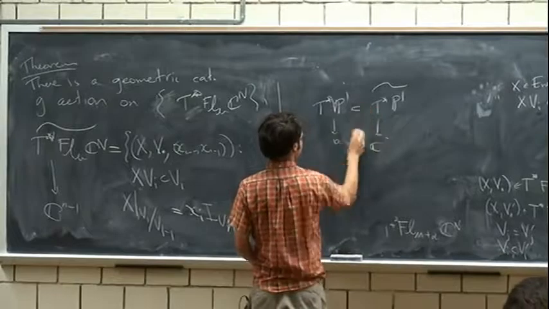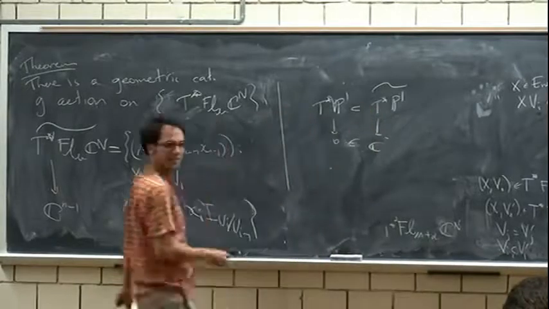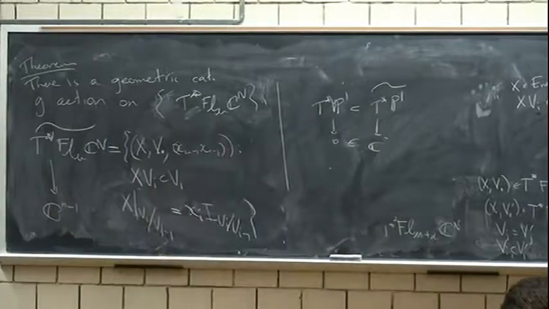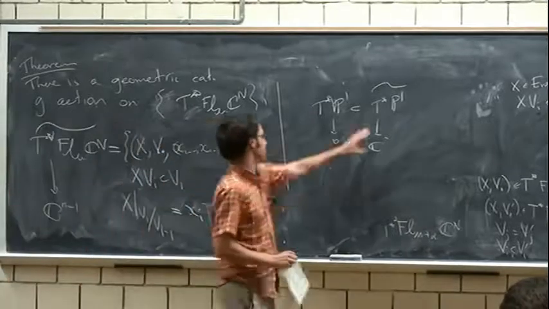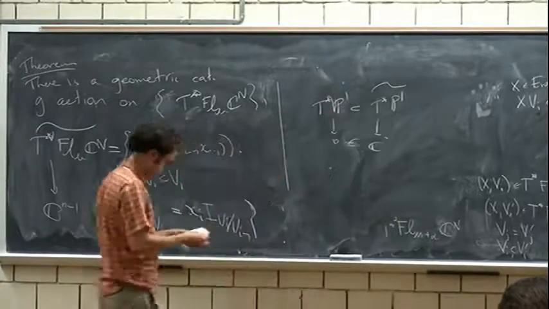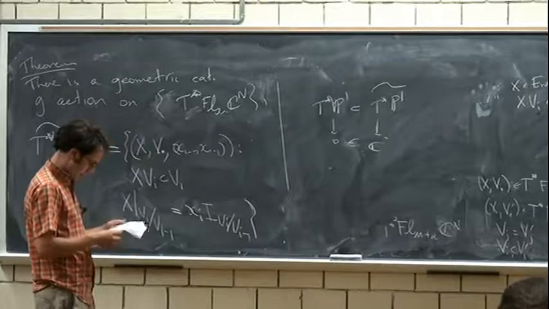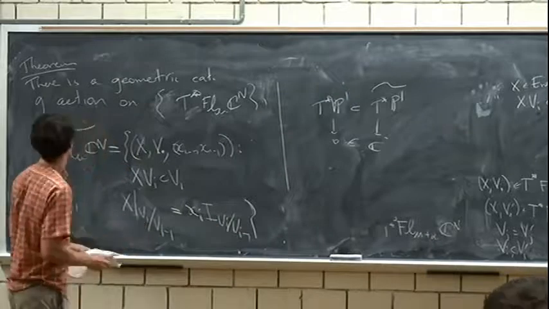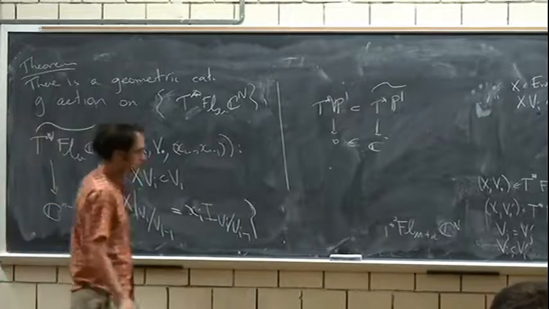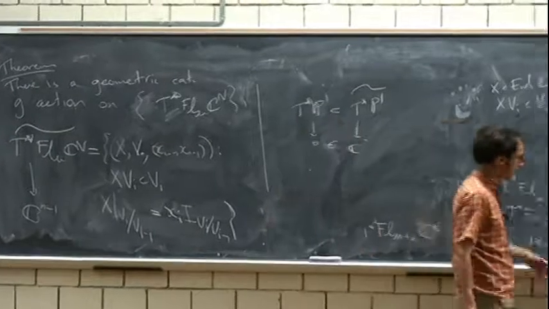Symplectic geometers are familiar with this. It is like the deformation of the A1 singularity. Okay, so let's just recap what I've been saying so far.